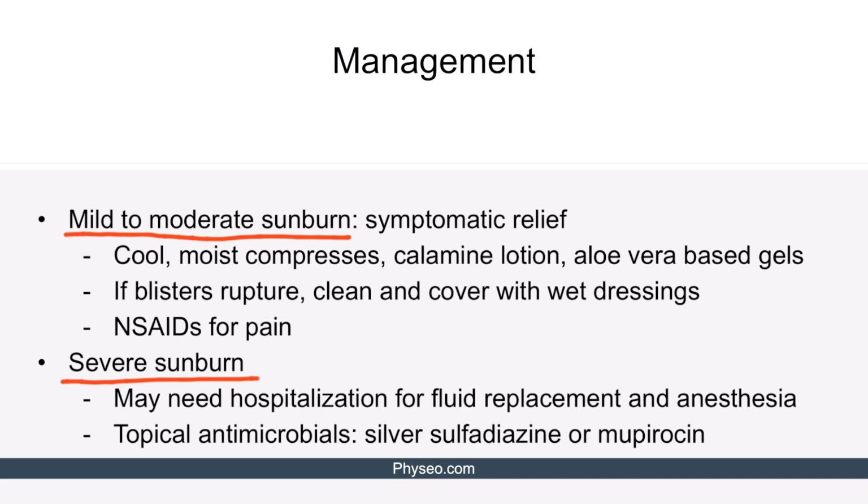But now think of those blisters that have ruptured. So one thing you'd be worried about here is the lack of protection that the skin normally provides against infections or bacteria. So with these popped blisters, you want to give topical antimicrobials. These include silver sulfadiazine or mupirocin. Again, that's all to prevent infection.